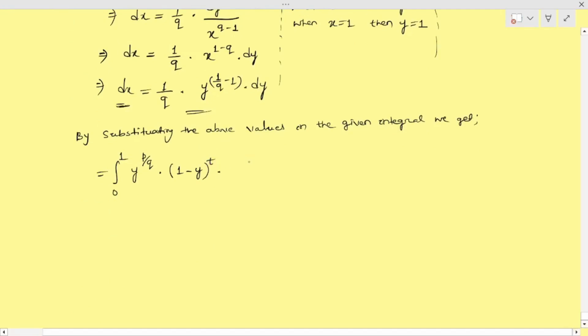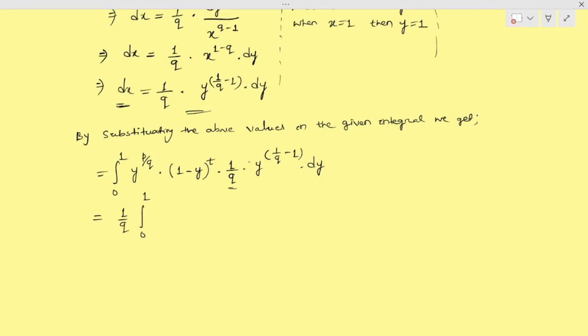The dx value is 1 by q into y to the power 1 by q minus 1 into dy. So this integral is with respect to y. So here 1 by q is a constant, taken outside of this integration. Now integration 0 to 1, here y to the power p by q, here y to the power 1 by q minus 1.